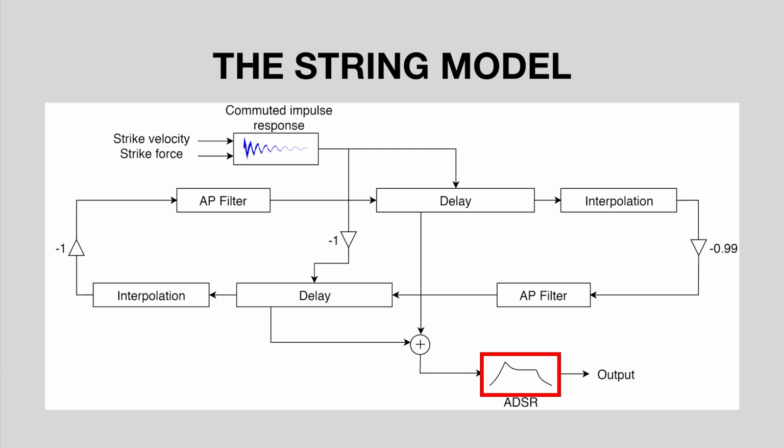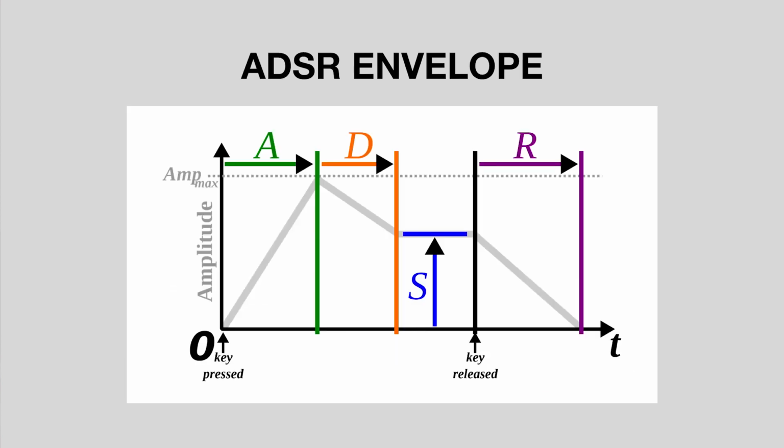Lastly, we have an ADSR envelope on the output. The ADSR envelope, standing for attack, decay, sustain, and release, allows us to shape the volume envelope of the sound. This gives the player more options to alter the sound.